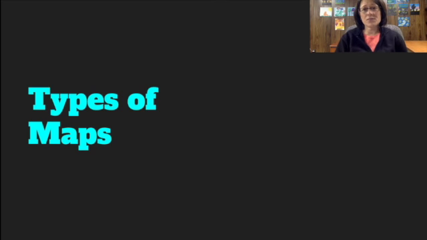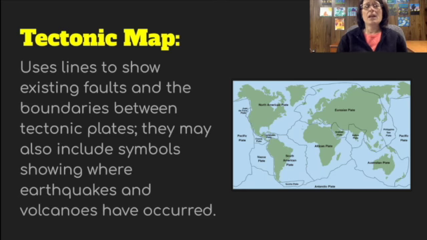There are also different types of maps depending on what you want to study. There are tectonic maps that we're going to be taking a look at. This uses lines to show existing faults in the boundaries between tectonic plates. They may also include symbols showing where earthquakes and volcanoes have occurred. So when we study the Earth's crust and we study earthquakes and volcanoes, we will be using a tectonic map.